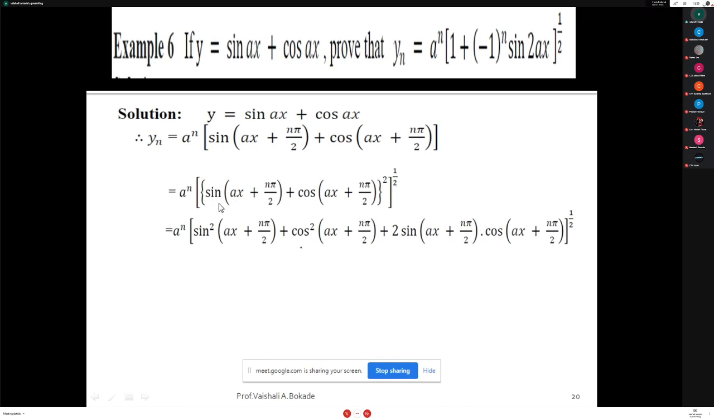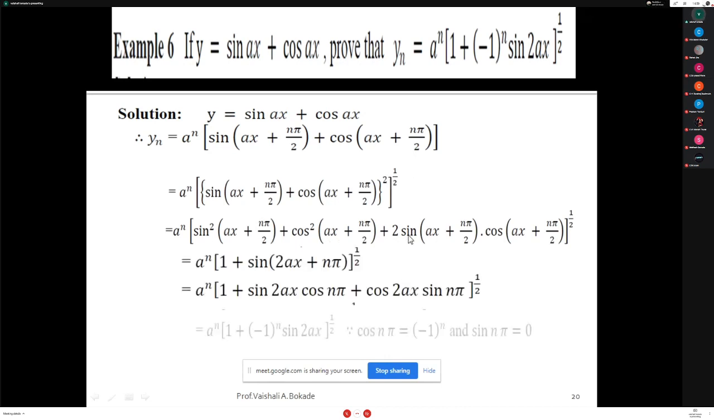What I am going to do is make a square of whatever I'm having, sine theta plus cos theta. Theta is nothing but ax plus n pi by 2. In place of saying this long thing, I'm just saying it is nothing but theta. Sine theta plus cos theta bracket square, I am just writing raised to 1 by 2. We are keeping this as it is. Sine square theta plus cos square theta plus 2 sine theta cos theta raised to 1 by 2.